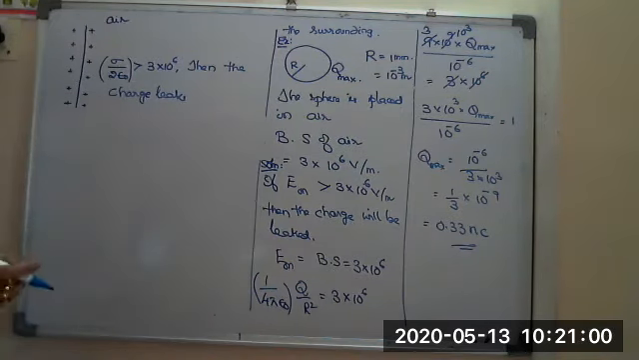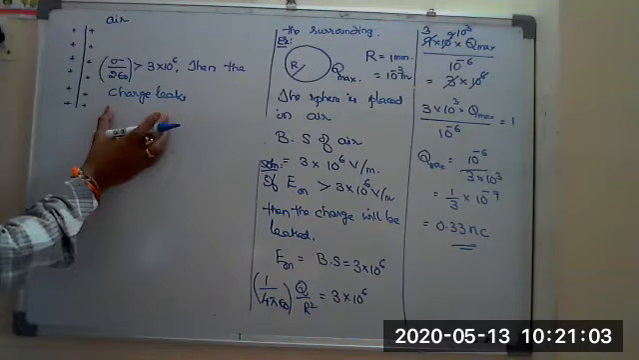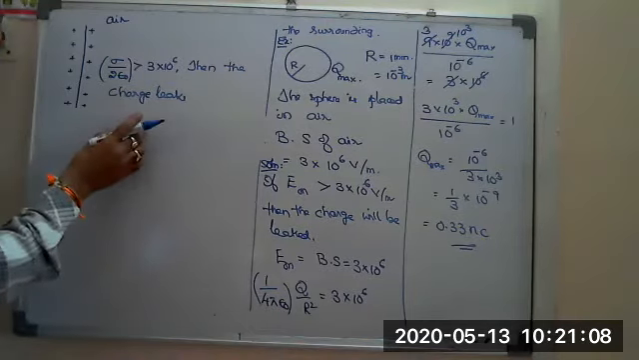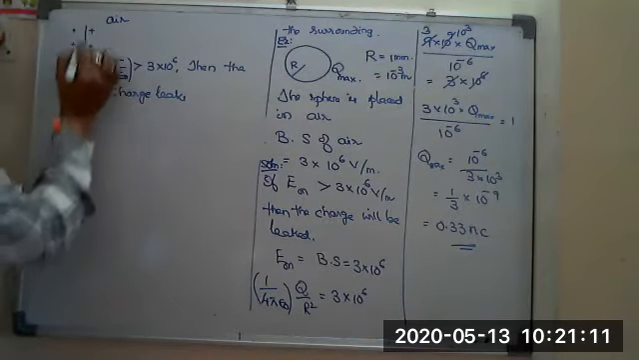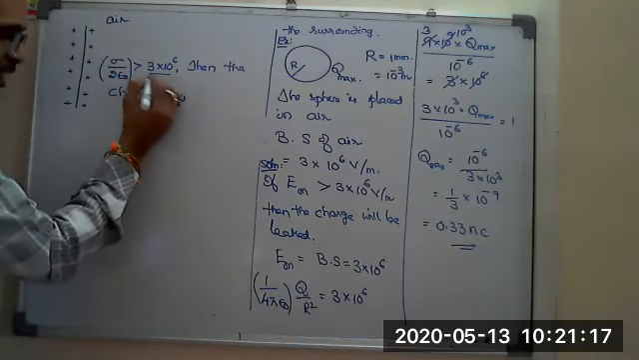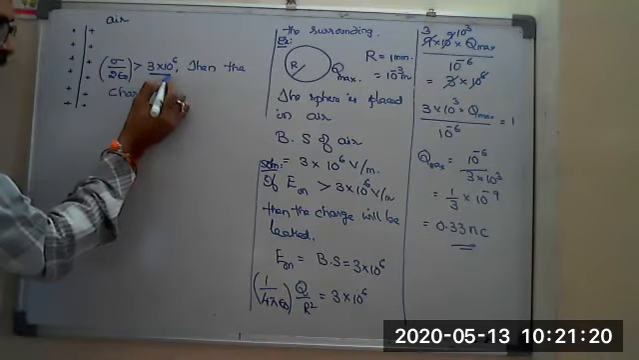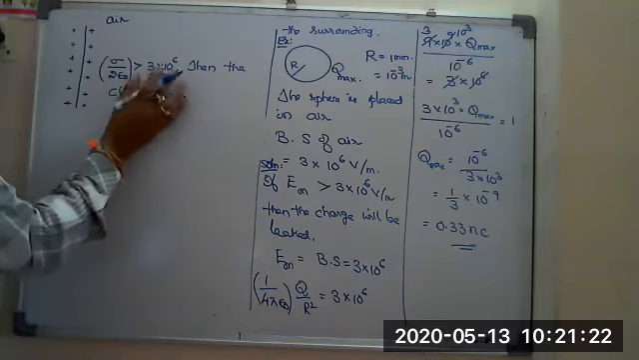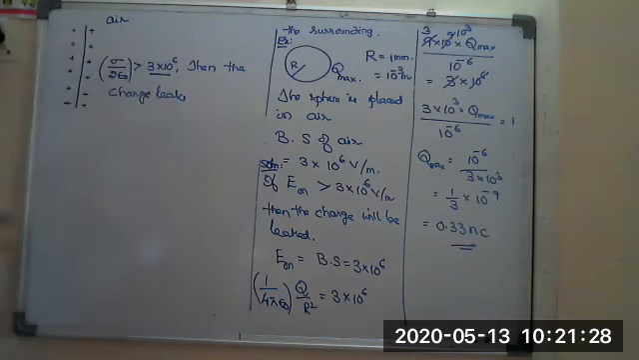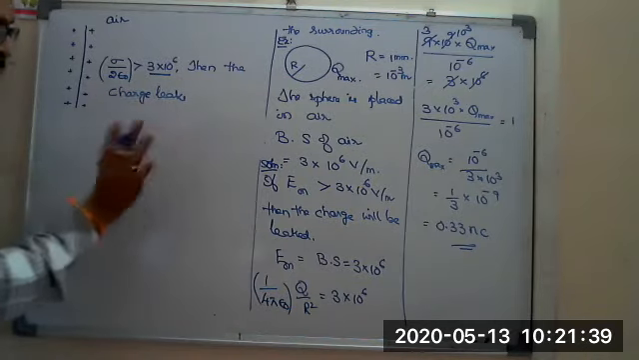Logically think, this is air, and it has some restrictions. What it sees all the time is whether the field intensity is greater than 3 into 10 power 6, my breaking strength, or not. If the field intensity is less than 3 into 10 power 6, happily it won't behave as a conductor; it behaves as an insulating medium only.